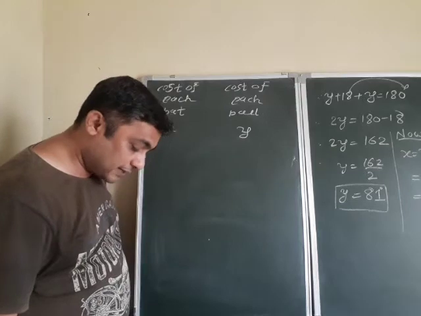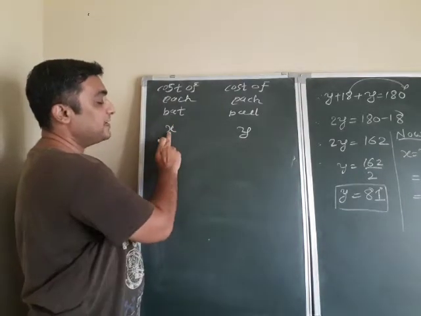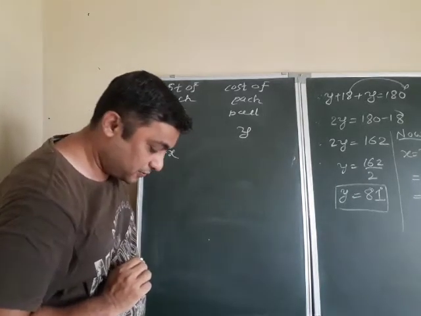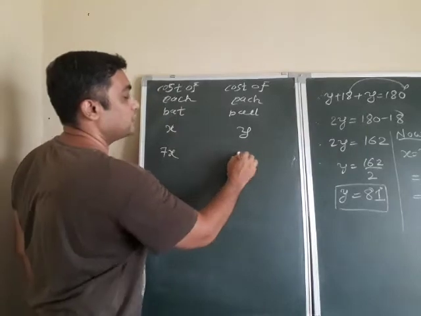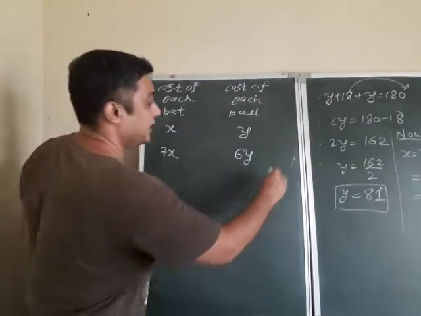Now see, read the data. The coach of a cricket team buys 7 bats. If the cost of 1 bat is x rupees, then 7 bats cost comes to 7x rupees. And 6 balls. 6 balls cost comes to 6y rupees. Now the total cost comes to 3800 rupees.